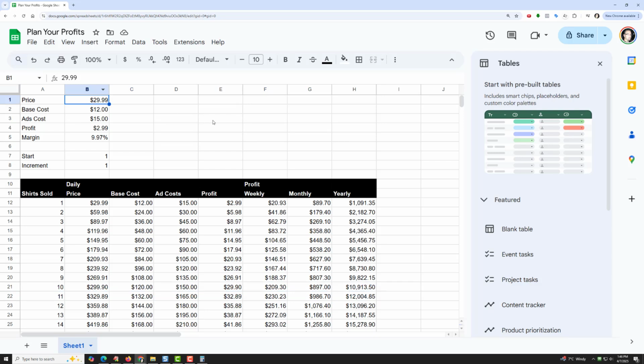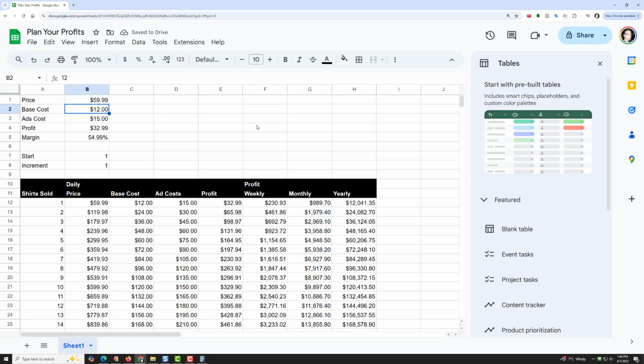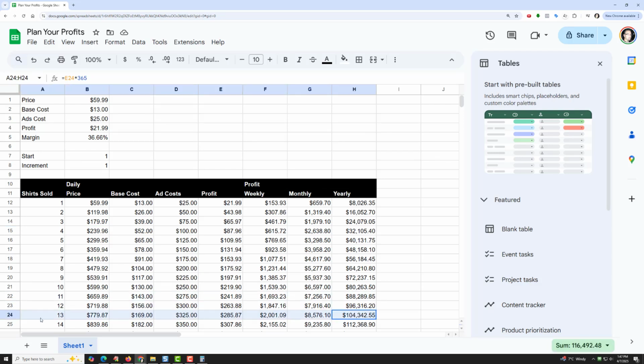If I change this price to say this, all of a sudden my numbers change dramatically. Let's say my base cost is 13. And let's say it even cost me like 20 bucks to get a sale, or maybe 25. Look at my margin on that. So I've got a higher cost product with a good base cost, but I spend 25 bucks in ads. I make $21.99 instead of whatever that old one was. Now look at this. If I want to get to yearly like 100,000, I only need like 13 sales a day. So just use this sheet to plan your profits for whatever you want to do with your store, and work it backwards.